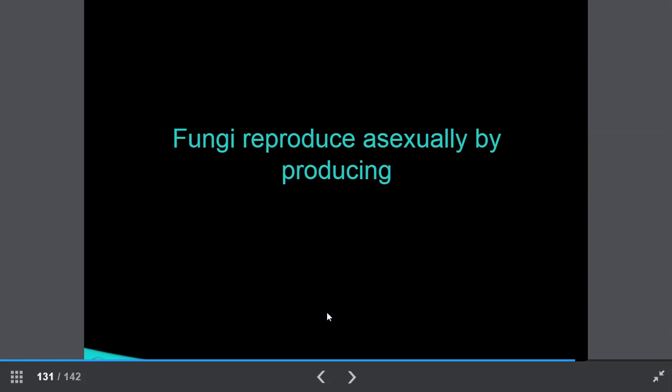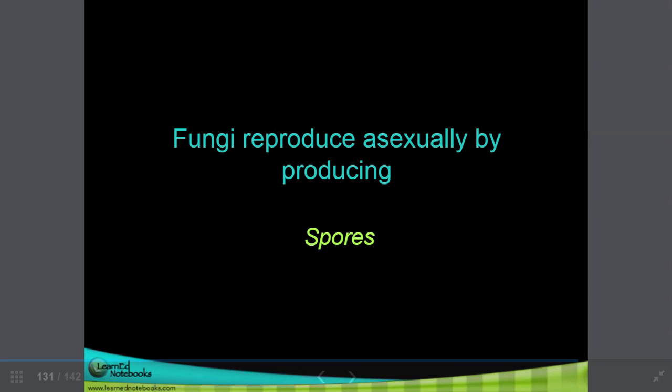Fungi reproduce asexually by producing spores. Remember the two ways that organisms reproduce, sexually and asexually. Sexually involves a cell from the parent, sperm or egg cell coming together to create the new life. Asexual does not require cells from the parents. It can be regenerative, such as sea stars, dividing a sea star and getting new sea stars, or spores, or a variety of other methods.